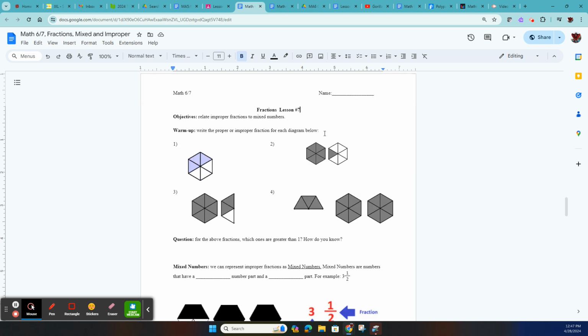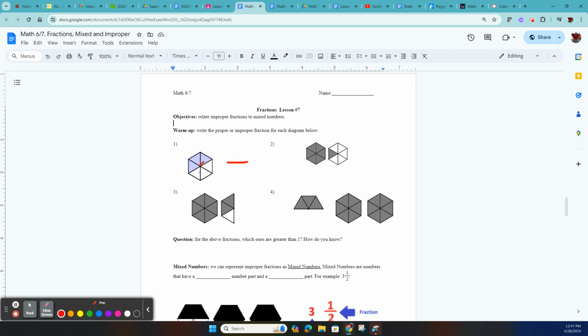So we've got another quick warm-up. I would like you to pause this and see if you can do it on your own. What it wants you to do is write the proper or improper fraction for each diagram below. So feel free to pause and write down that improper or proper fraction. I'm going to solve it in 3, 2, 1.